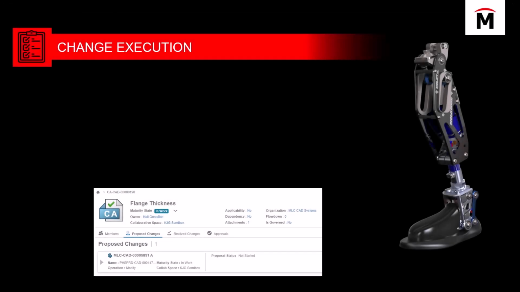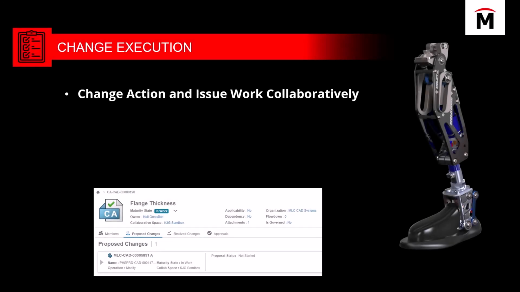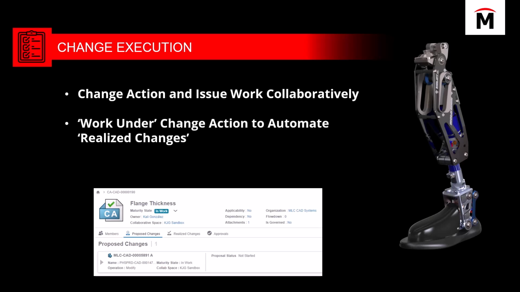So with our change actions, we saw how the change actions and issues work collaboratively. They are linked and interconnected, and also linked and interconnected with routes. A route was automatically created as part of the approval process for the change action. We utilize the Work Under option inside of SOLIDWORKS to automate the realized changes and load those into our environment. And as we mentioned, that route was automatically created, and we could have even changed and modified it at this time as well.